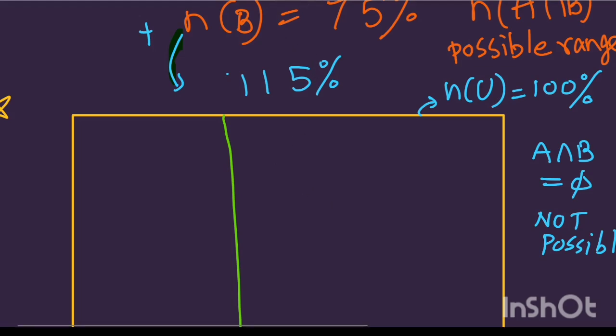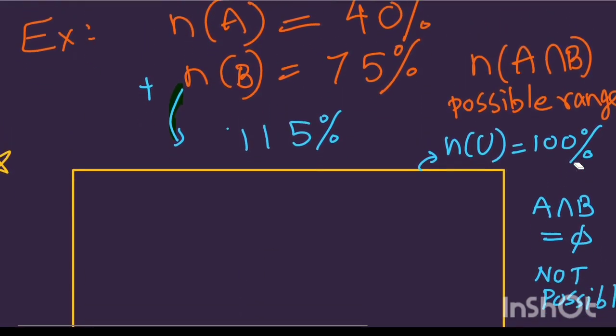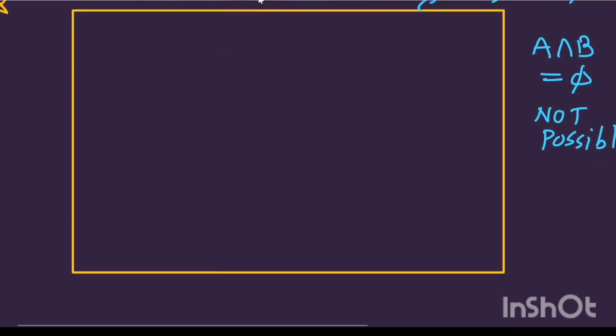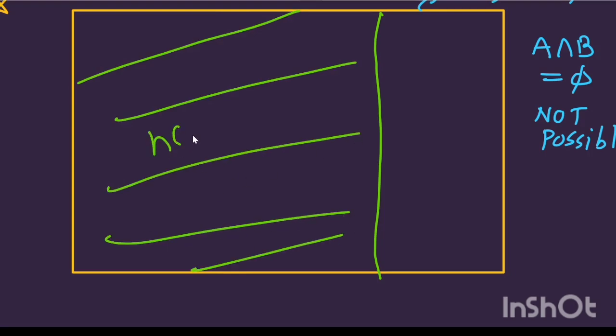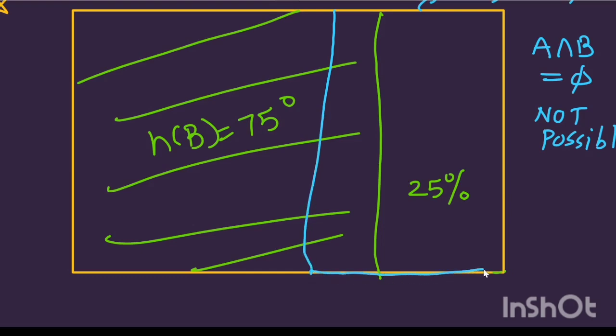We will try to draw this n(B) 75%. Okay, so I will draw a line which reflects 75% like this. So this much is n(B), which is 75%. Now from here onwards, if I draw A, the area which is left is 25% only, but in order to draw A, guys, we must have 40% area.